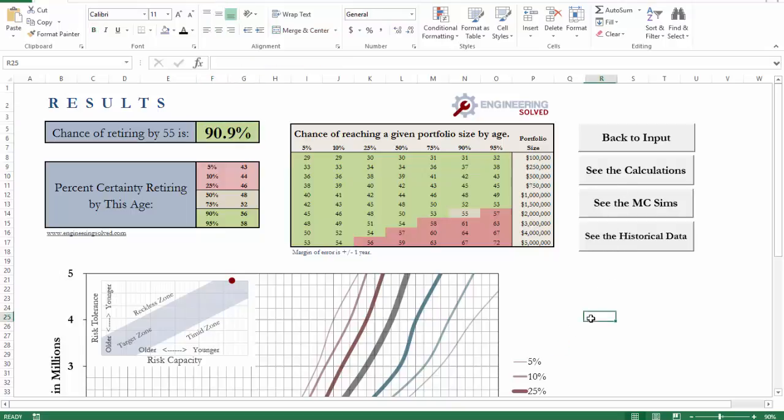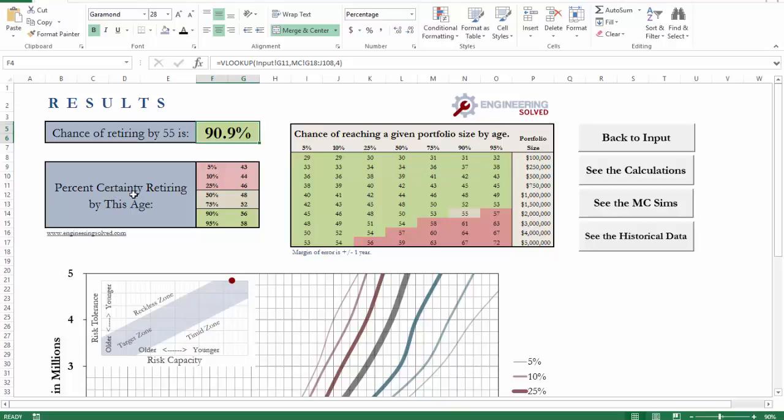All right, so it takes you right to the results page here, and it says chance of retiring by age 55, which is the age that you entered previously, is almost 91%, which is pretty good. Congratulations. That's a pretty good percentage.